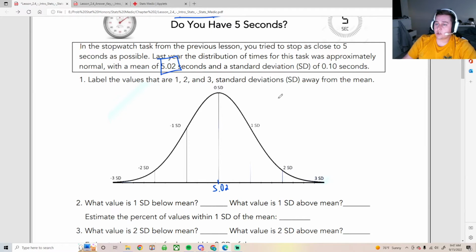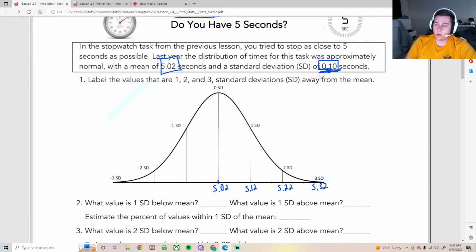So this curve is constructed by taking the mean and putting it in the middle, and then you take the standard deviation and you count up and down depending on which direction you're going. If you're going to the right, the numbers on the number line get bigger as you travel to the right. So instead of 5.02, this is 5.12, right? You're counting up by this amount for every one standard deviation you increase. Same thing here, this is 5.22. And this is 5.32. You're counting up by 0.1 each time because that's what the standard deviation is.